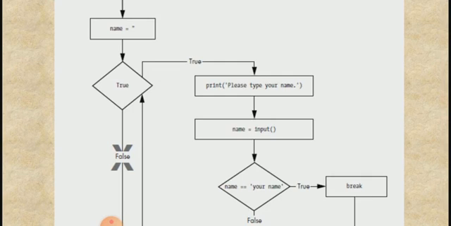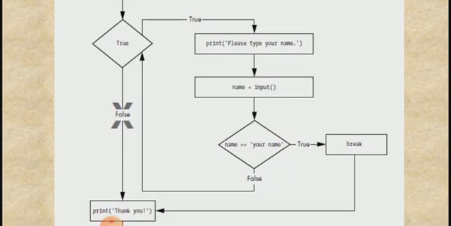So "Please type your name" is printed, and we give the user input. After that it checks the condition: whether the entered value is equal to your name. If it is true, then it breaks, that is, it takes a break and displays "Thank you". Suppose you give a different name, then the loop will be repeated again, asking "Please type your name". I'm repeating the statement.